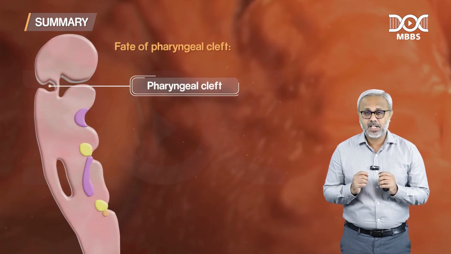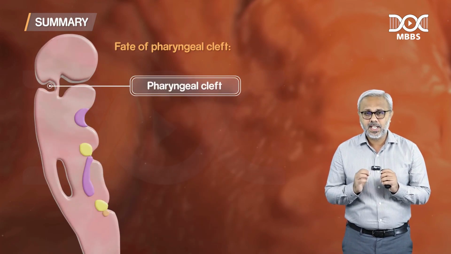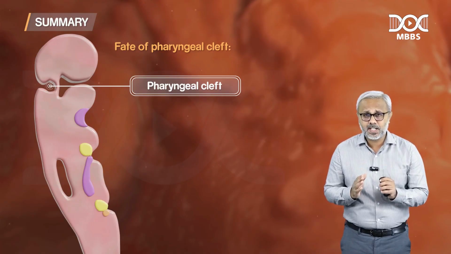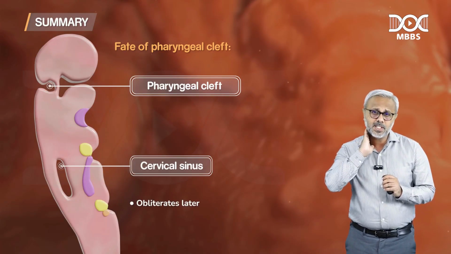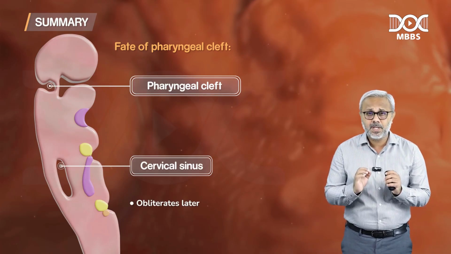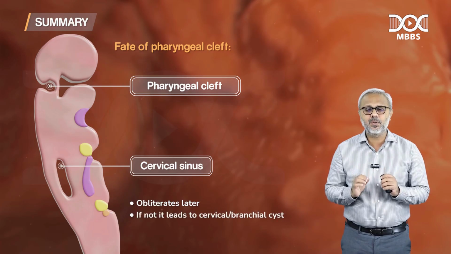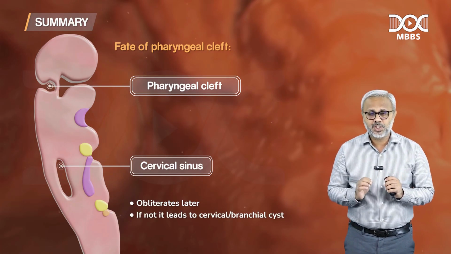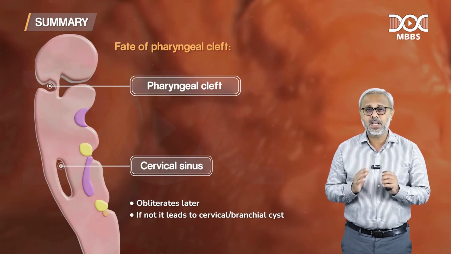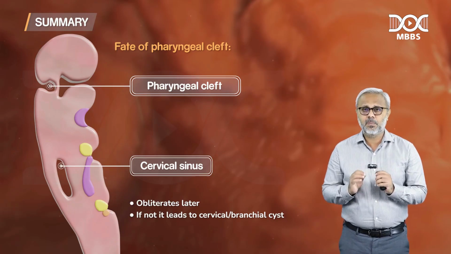The first pharyngeal cleft gives rise to the external acoustic meatus. Rest of the clefts get obliterated, forming the cervical sinus, which later on fuses, giving rise to the smooth contour of the neck. Persistence of the cervical sinus can lead to branchial cyst or branchial fistula. The first pharyngeal membrane will give rise to the tympanic membrane. Rest of the pharyngeal membranes obliterate.